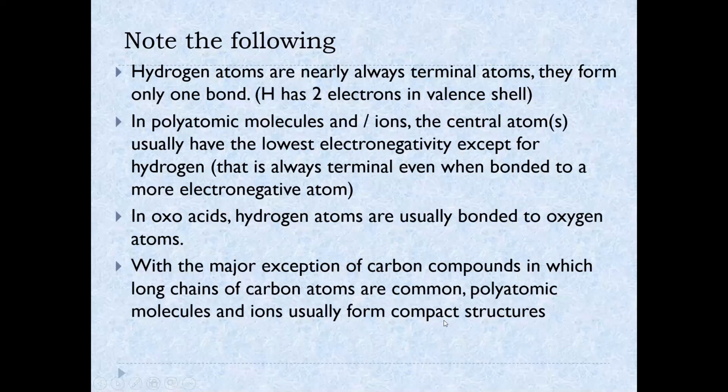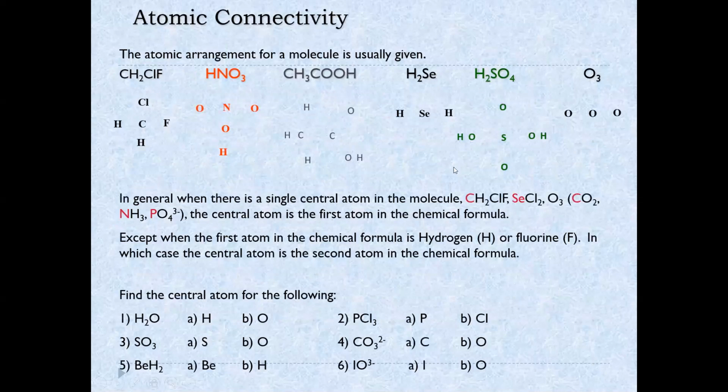With the major exception of carbon compounds, in which long chains of carbon atoms are common, polyatomic molecules and ions usually form compact structures. Let's look at the previous example. I want to use that rule for the previous example, so you form compact structures. Let's look at this example. I want to illustrate what I mean by that.